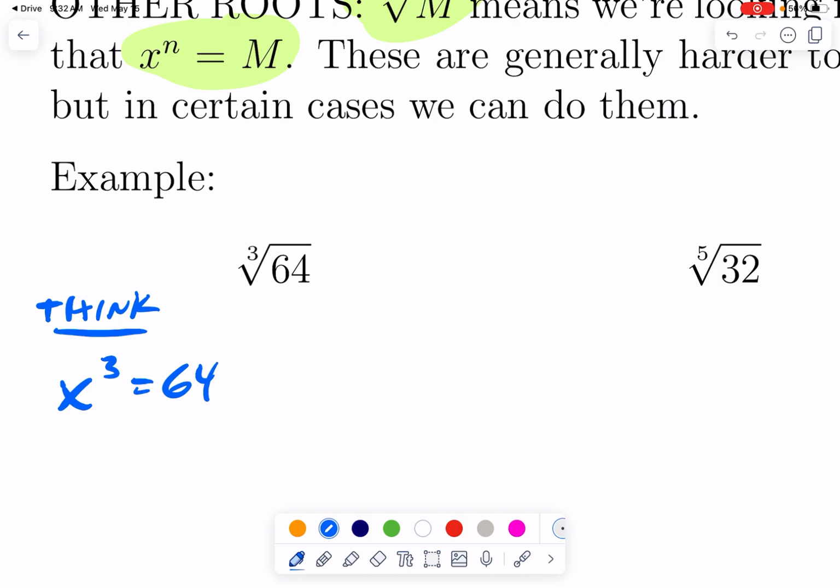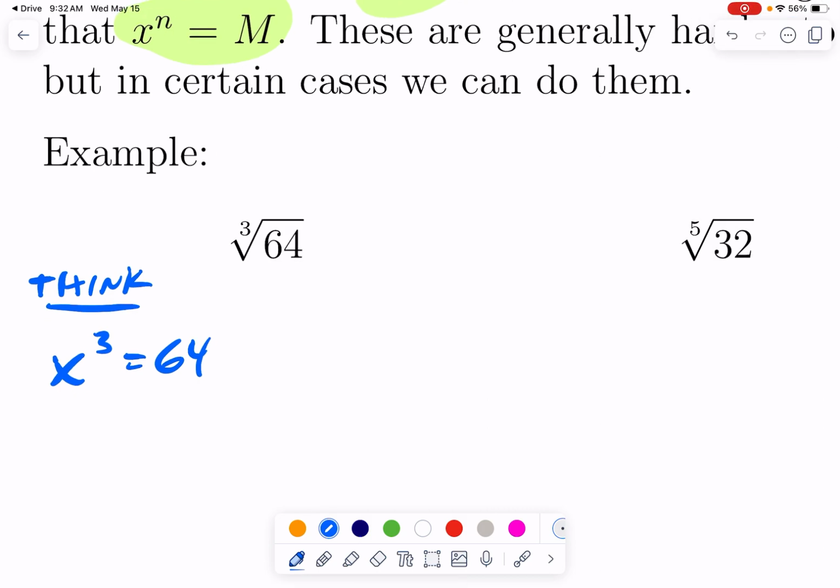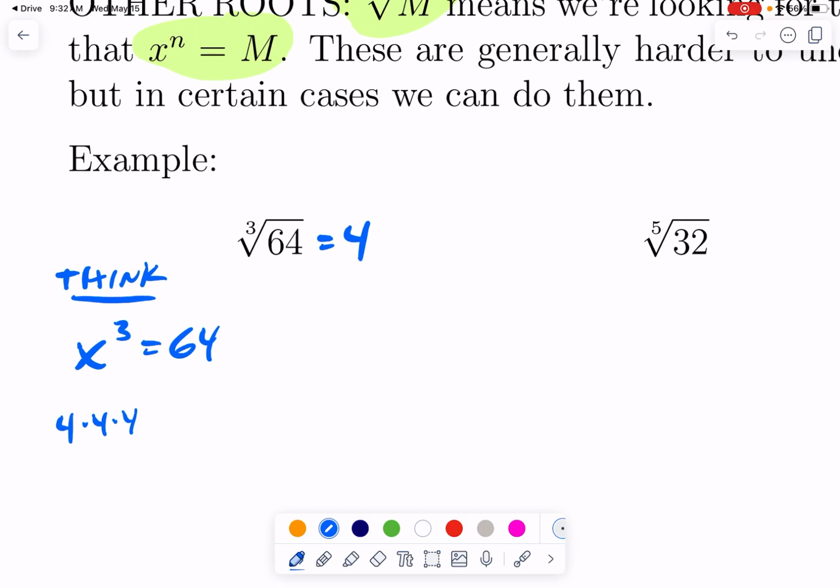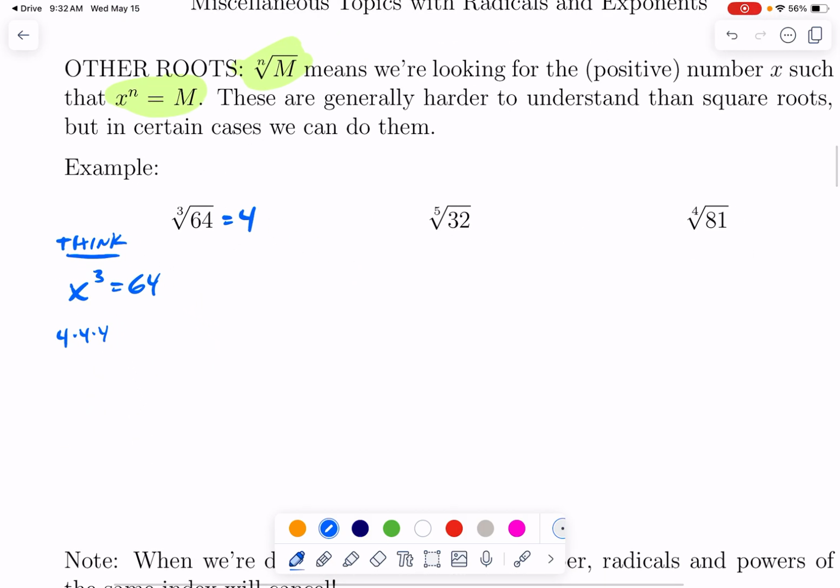And you're not expected to have these memorized, but if you're being asked to do them without a calculator, there's this assumption that it won't be so bad. So we would look at this and think, all right, well, it needs to be an even number. 2 cubed is too small. How about 4 cubed? 4 times 4 times 4. Yeah, that's 64, so this is 4. Take a moment and try these other two.